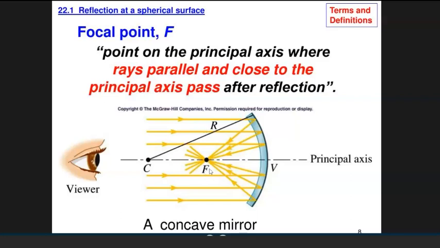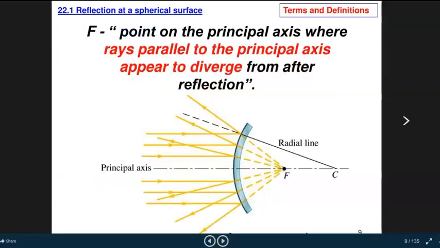In this case, this is a concave mirror because it is silvered from this side, so its reflecting surface is this side, facing towards the center of curvature. And the viewer is this side. In a concave mirror, the viewer is this side. On the other hand, in a convex mirror, the viewer will be outside. So you have got the focal point.